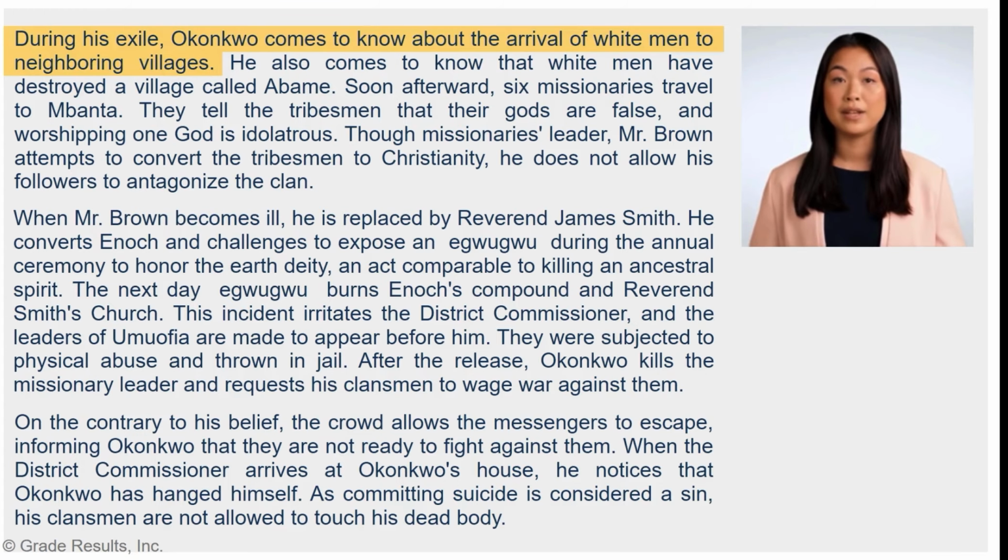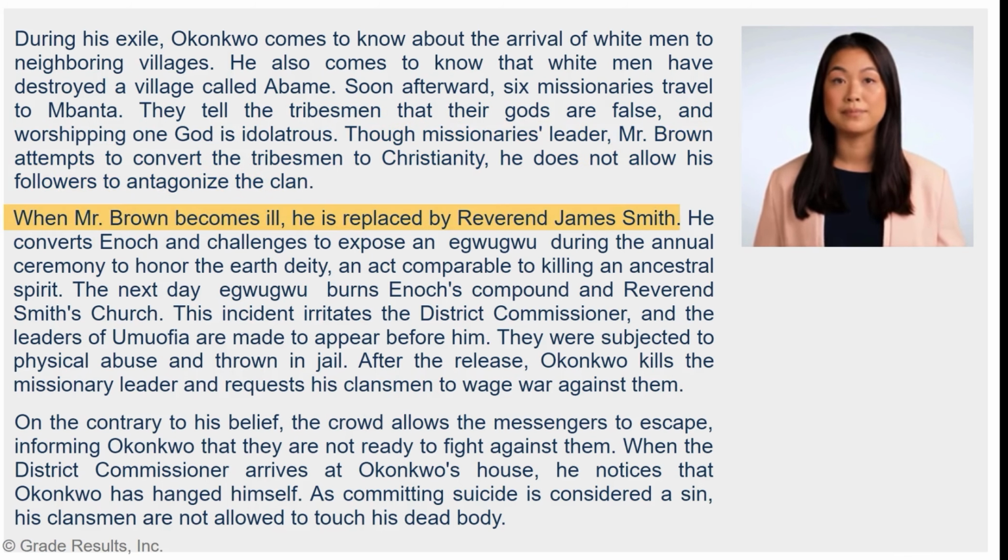During his exile, Okonkwo comes to know about the arrival of white men to neighboring villages. He also comes to know that white men have destroyed a village called Abe. Soon afterward, 6 missionaries travel to Mbanta. They tell the tribesmen that their gods are false and worshipping one god is idolatrous. Though the missionaries' leader, Mr. Brown, attempts to convert the tribesmen to Christianity, he does not allow his followers to antagonize the clan.